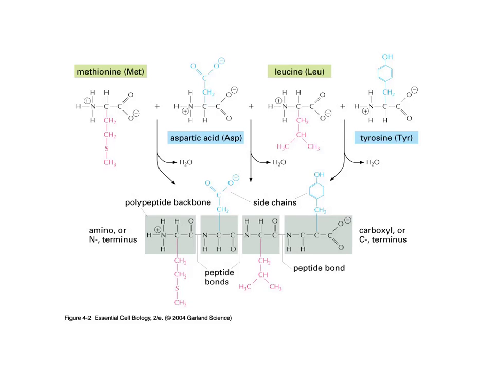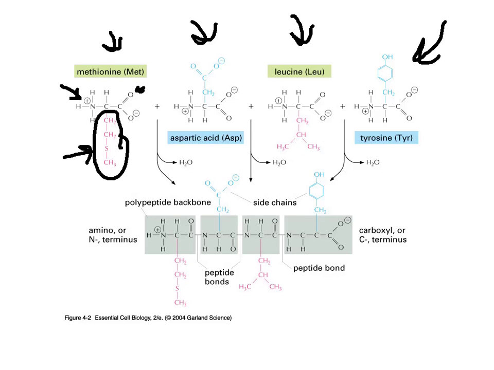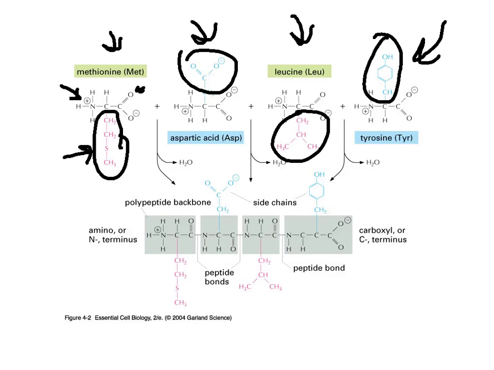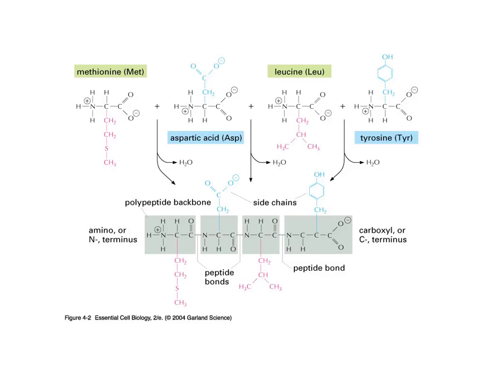Okay, so if we look at this carefully, we see amino acid 1 here that's called methionine, another one called aspartic acid, another one called leucine, and another one called tyrosine. Each of these amino acids has that structure of an amino acid: that carboxylic acid, that amino group, and the R group. See the pink, in this case blue, in this case pink, in this case blue. Each one is a different R group.